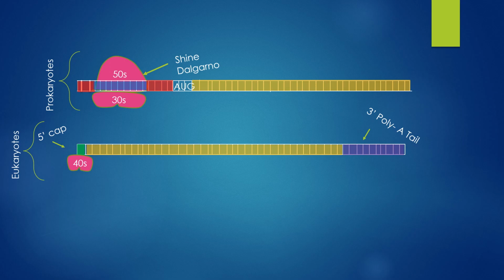Like in prokaryotes, the smaller ribosomal subunit attaches to the mRNA first, but in eukaryotes this is a 40S subunit. It is then joined by a 60S larger subunit. They move together along the mRNA as an 80S unit.